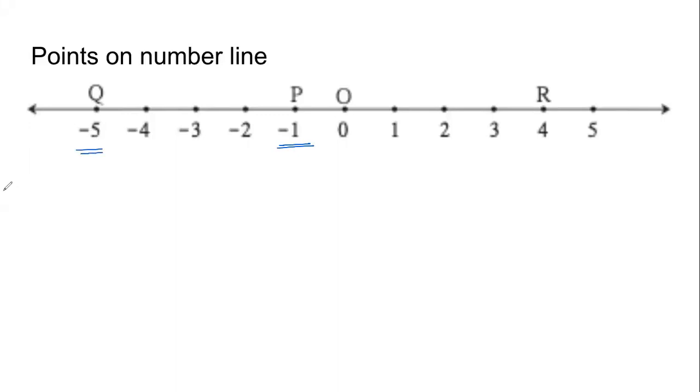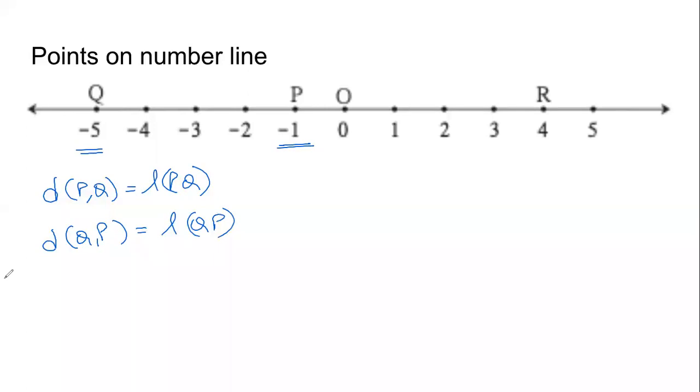If you have to find the distance between P and Q, we can write it like this: D, P, Q. We can also write it as L, P, Q. D, P, Q is distance between P and Q. L, P, Q means length of the line segment PQ. We can also write it as D, Q, P, or L, Q, P.